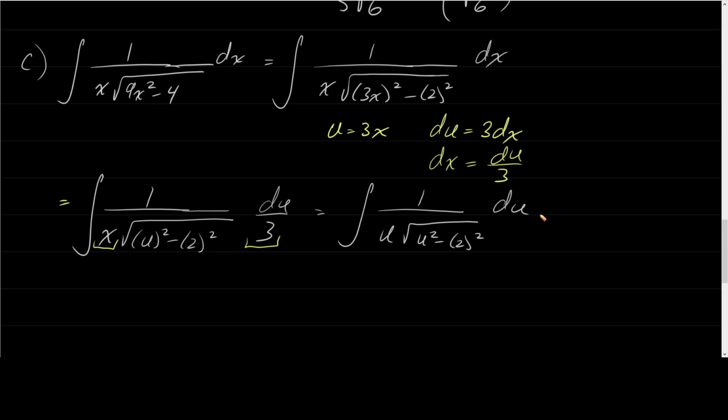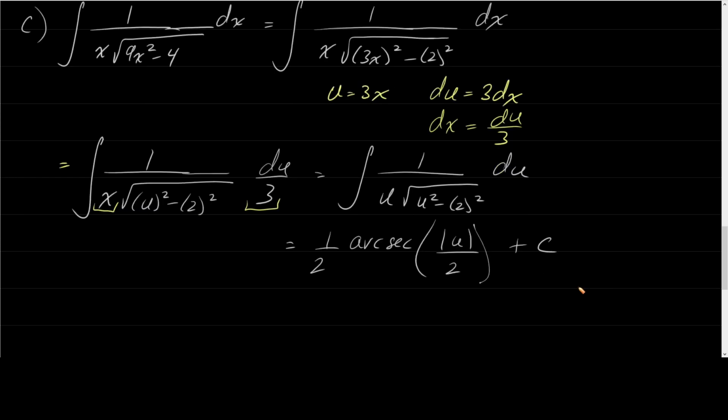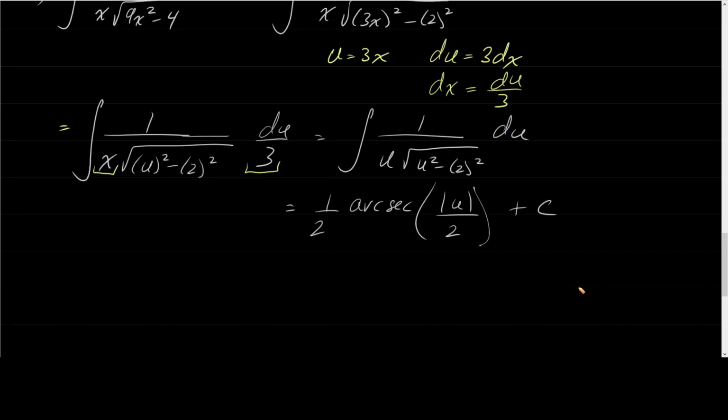And now we can go ahead and apply that formula. So what we're going to get here is 1 over a, our a is 2, so 1/2 times arcsecant of the absolute value of u over a, which again was 2, plus c. But then we say the problem wasn't about u, right? The problem is never about u. So it's 1/2 arcsecant of the absolute value of 3x, and then all of this over 2 plus c.